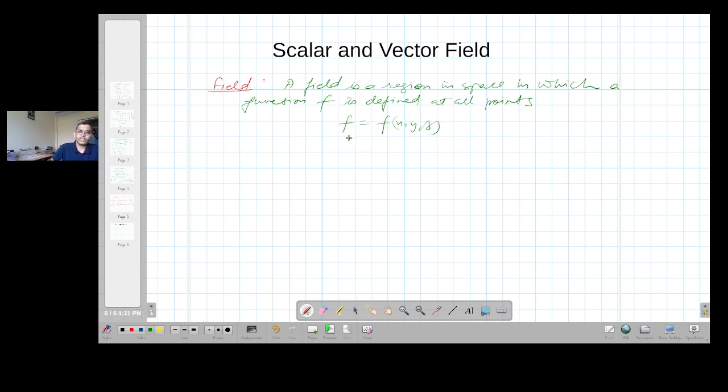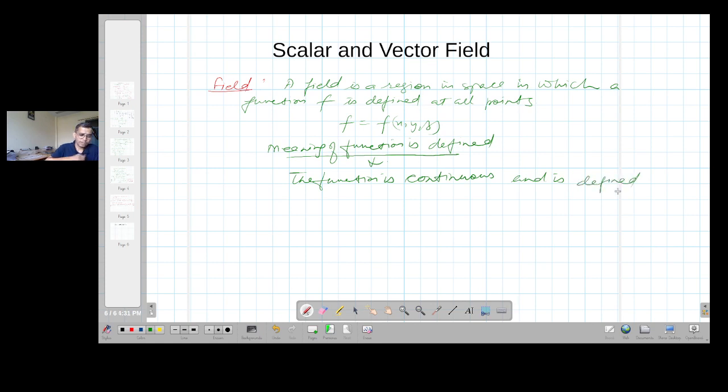And what is the meaning of that? That the function is defined. It means that the function is continuous and is defined by a single value at every point of the position variable.